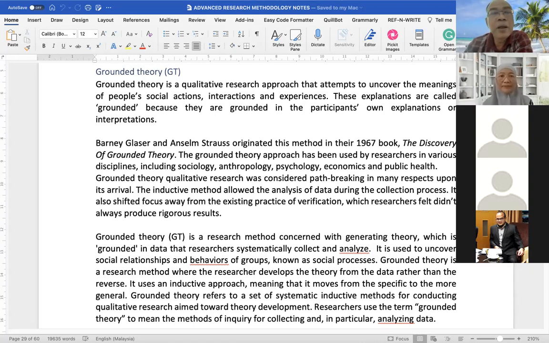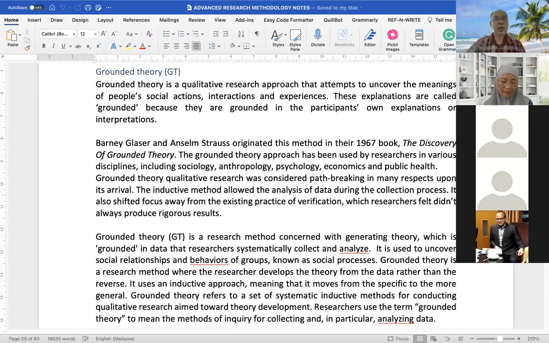Okay, we will cover two topics today. Actually, this topic was covered before, but today I want to review the grounded theory approach to qualitative research. And then I will also review structural equation modeling for quantitative research. So we will cover two topics today: grounded theory for qualitative research and structural equation modeling for quantitative research.